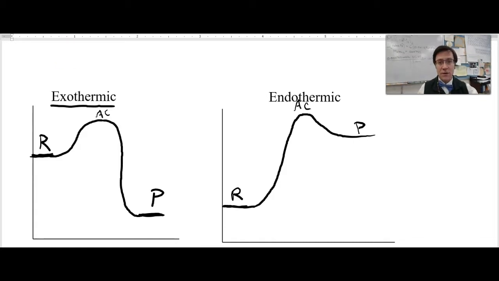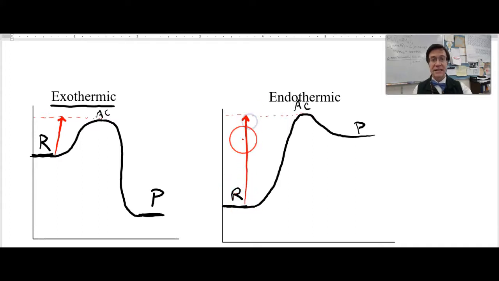And so from here we can get a couple of energies. Let me get a line there. Going from reactant up to the activated complex, and it doesn't matter if it's exothermic or endothermic, anytime you go from reactant up to the activated complex, that is your activation energy. Does that make sense? Because that's the energy you need to add to make the activated complex.